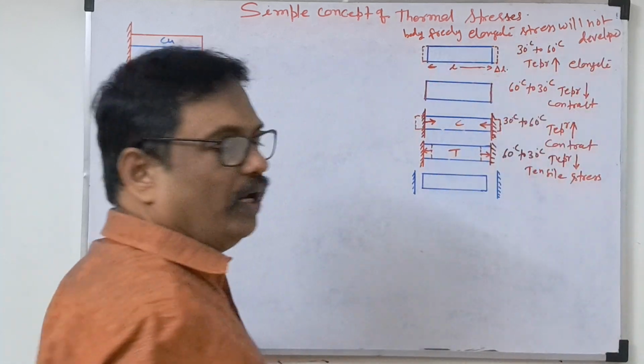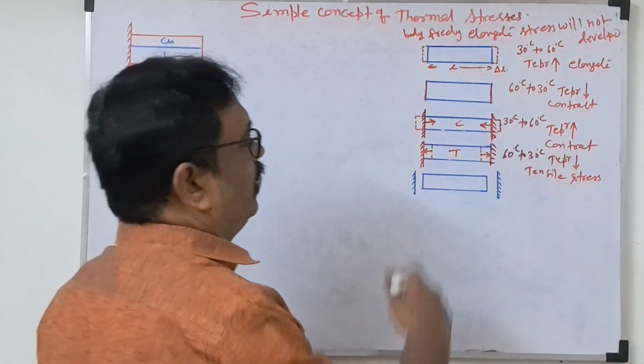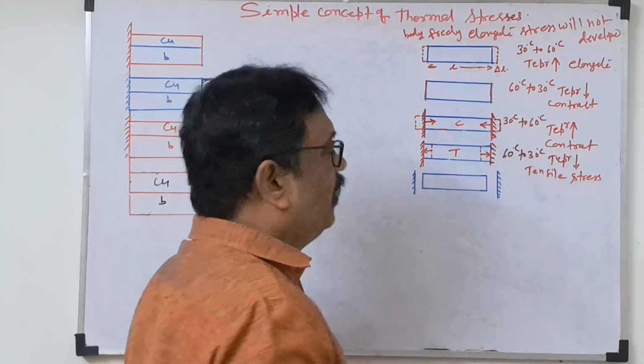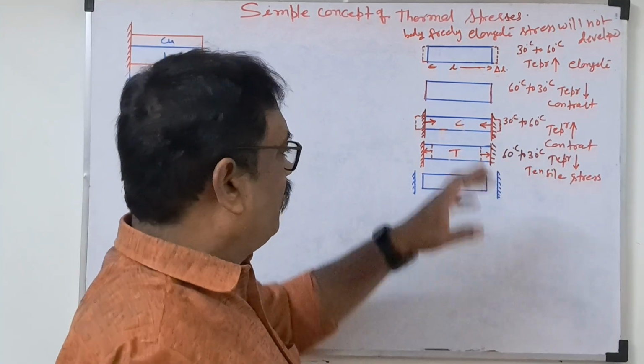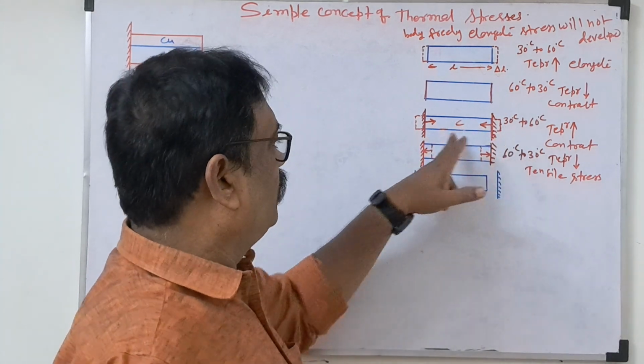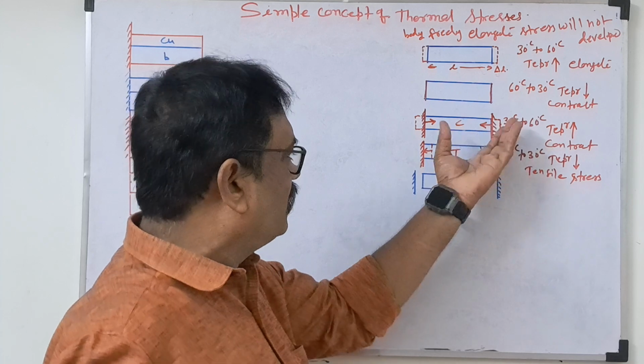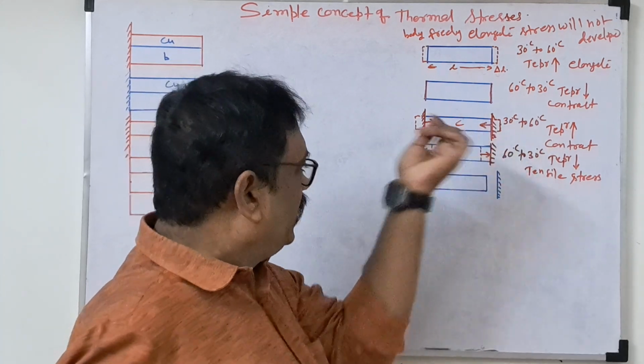If the body elongates freely, stress will not develop. But here we are not allowing it to elongate freely. We have restrictions, so you have to stay here; you cannot go beyond this. Suppose it wants to go beyond, they will ask it to come inside, so they will bring it inside.